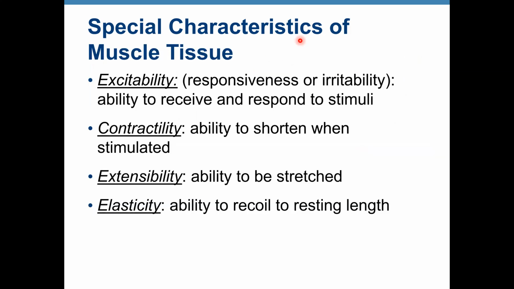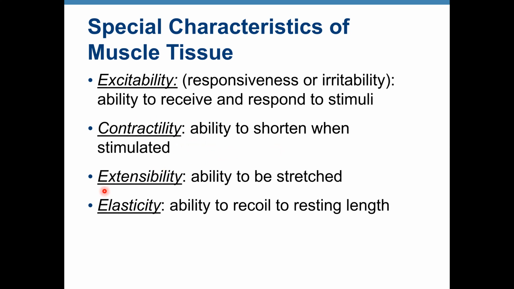Here are the special characteristics of muscle tissue. Excitability, also called responsiveness or irritability, is the ability to receive and respond to stimuli. Contractility, for skeletal muscle and smooth muscle, we use this definition: the ability to shorten when stimulated. It's not the best definition, because we will cover in this chapter that muscles can contract and actually get longer, not shorter. But that's how this definition is used for our muscles.